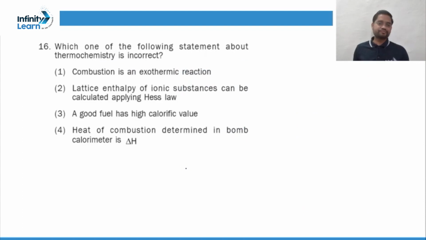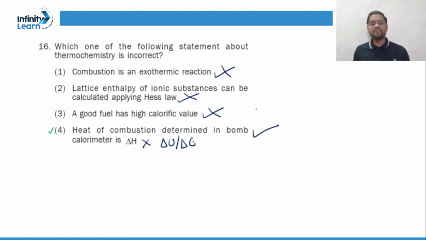Okay, clear? Which one of the following statements about thermochemistry is incorrect? Combustion is an exothermic reaction, right? But the option is wrong. Lattice enthalpy of an ionic substance can be calculated by applying Hess law. Yes, that is right, so the option is wrong. A good fuel has high calorific value. Yes, the statement is right, so the option is wrong. Heat of combustion is determined in a bomb calorimeter. That is delta H? That is wrong. It is delta E or delta U, that is internal energy. Why? Because a bomb calorimeter is an enclosed container with constant volume, and at constant volume heat is internal energy. So I'll go with option number 4. Question number 16, option number 4 is the right answer.